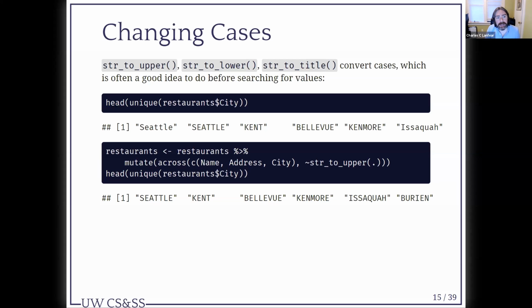Here I said head unique on restaurant's city. So if I wanted to do the dplyr version of this, I would instead say restaurants pipe to distinct, and I'd say distinct city. But distinct is actually taking the data frame as its first argument and city as its second argument, whereas unique only takes the vector. Does that make sense?